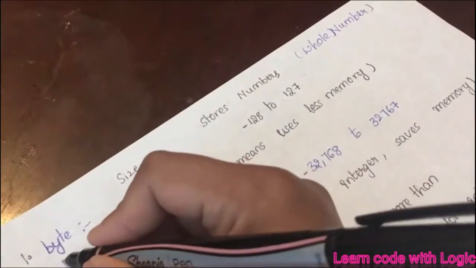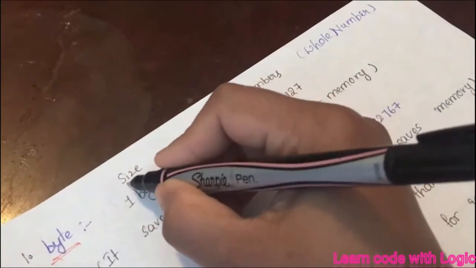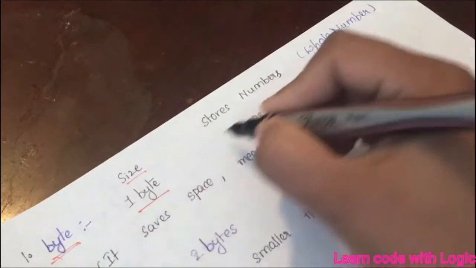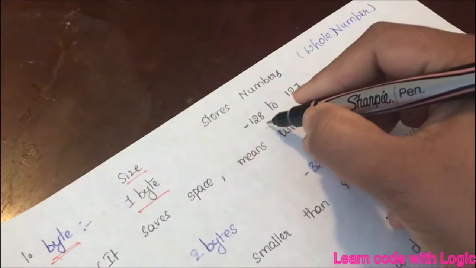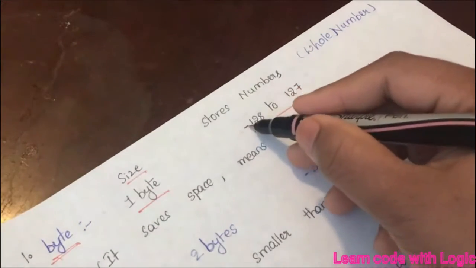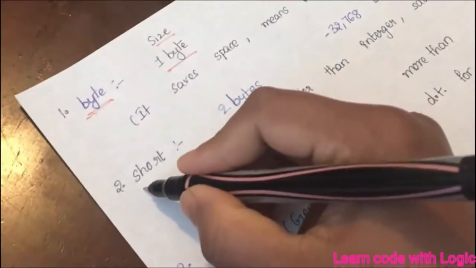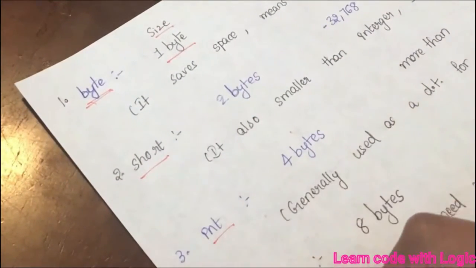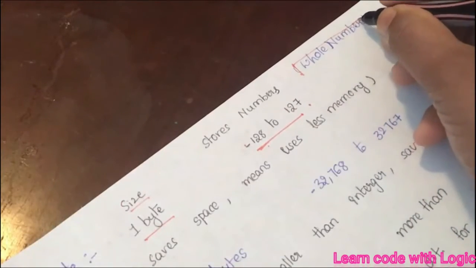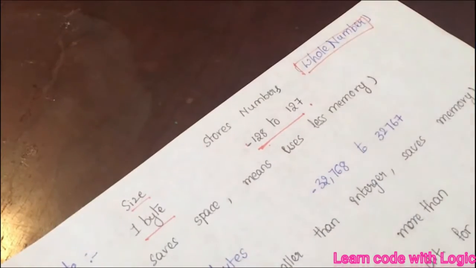The first primitive data type is byte. It occupies 1 byte of size and stores whole numbers from -128 to 127. These byte, short, int, long data types are useful to store whole numbers, meaning no fractional numbers.